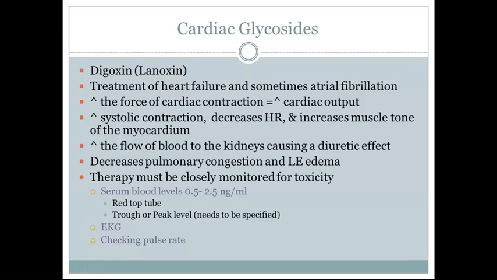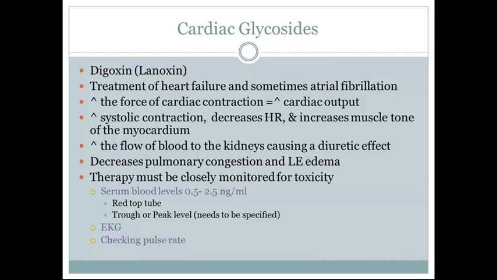Cardiac glycosides. Digoxin is the medication in this classification. It is used in treatment of heart failure and sometimes atrial fibrillation. It increases the force of cardiac contraction, which increases the cardiac output. It increases the systolic contraction, it decreases the heart rate, and increases the muscle tone of the myocardium. It also increases the flow of blood to the kidneys, causing a diuretic effect.